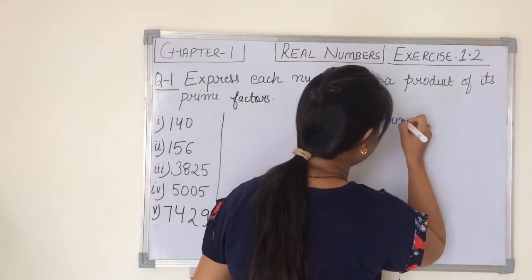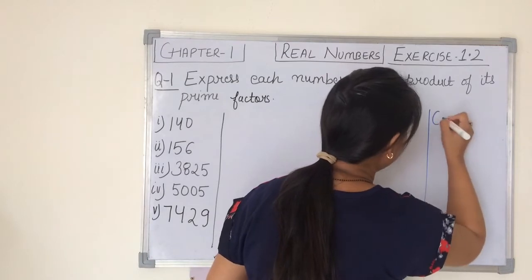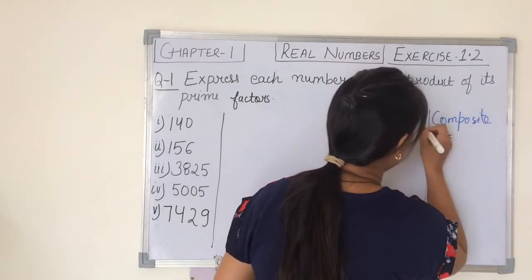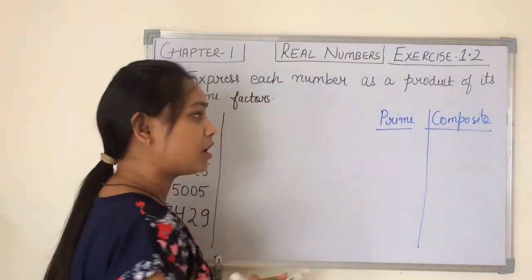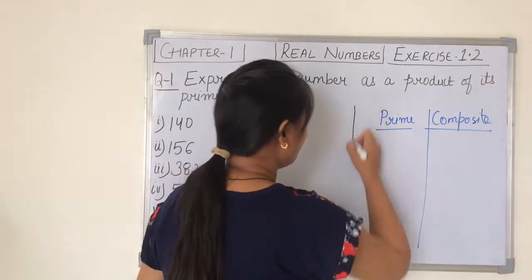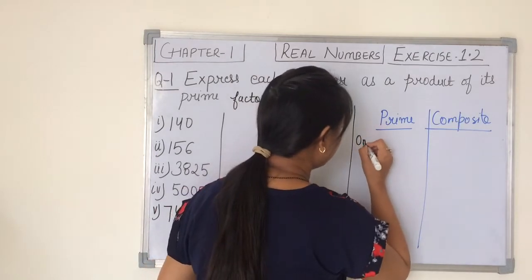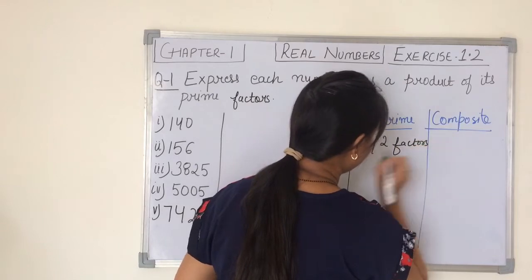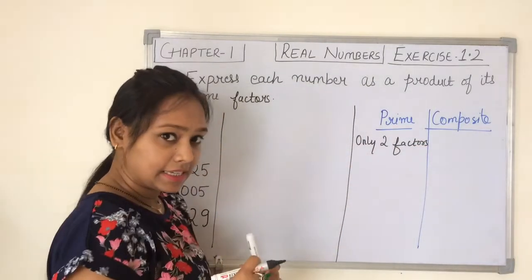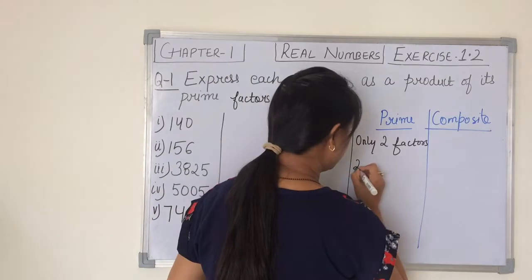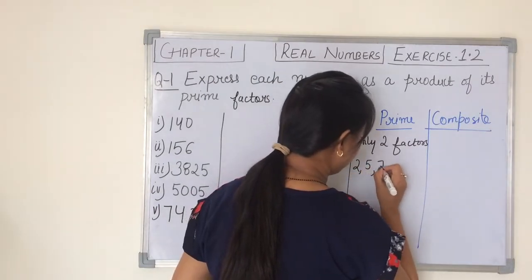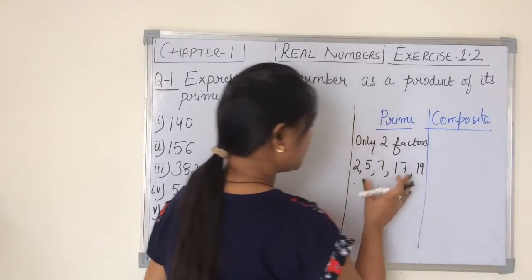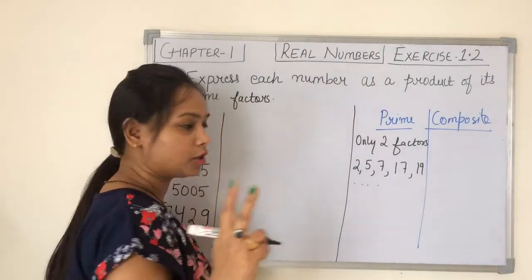There are two types of numbers, prime numbers and composite numbers. दो तरीके के numbers होते हैं, prime and composite. Prime numbers are those numbers which have only two factors, जिनके सिर्फ दो factors होते हैं. The number itself and one. For example, 2, 5, 7, 17, 19 and so on. ये ऐसे numbers होते हैं जिनके सिर्फ दो factors होते हैं.